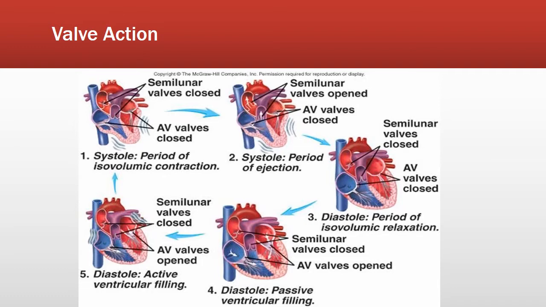As we move on to diastole, which is a period of isovolumic relaxation, we will have the closure of the semilunars and the AV valves. As we move on to diastole passive ventricular filling, the semilunar valves are closed, but the AV valves are opened. As we move on to diastole, the active ventricular filling, semilunar valves will close, AV valves open, and we move back into systole, the period of isovolumic contraction.